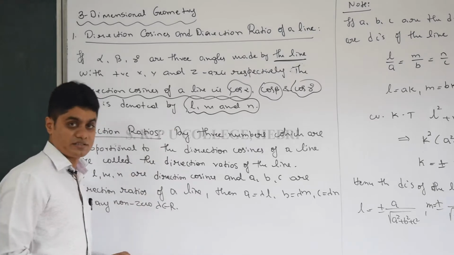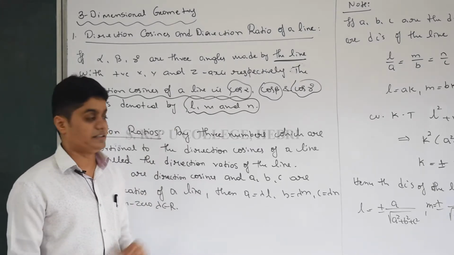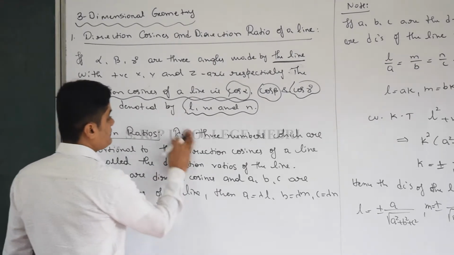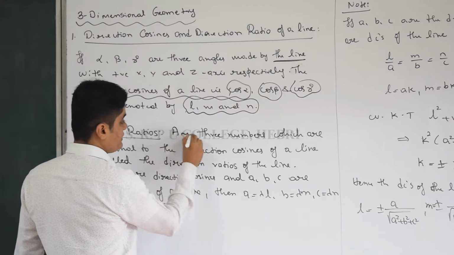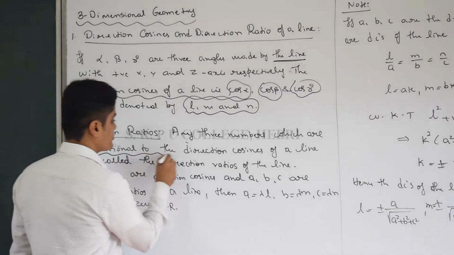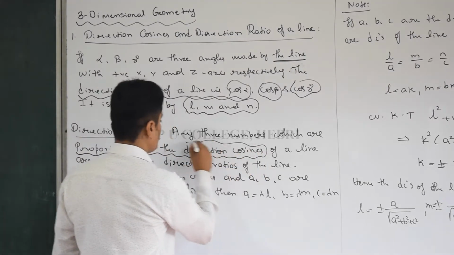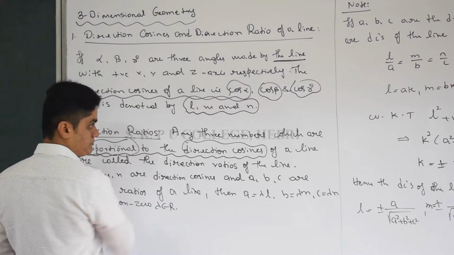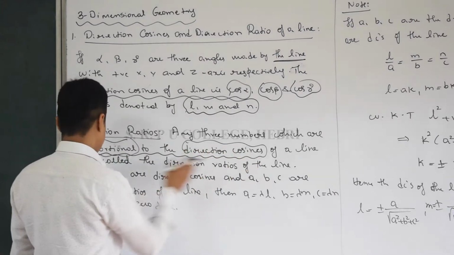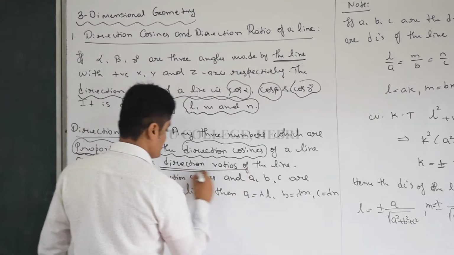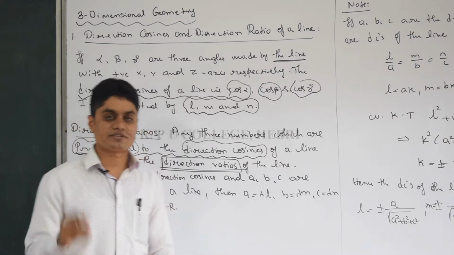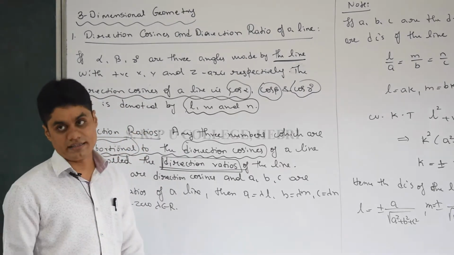So I am moving to the next important topic which you did not learn in vectors but is easy to understand from the definition. Observe carefully. Any three real numbers which are directly proportional to the direction cosines of the line are called direction ratios.